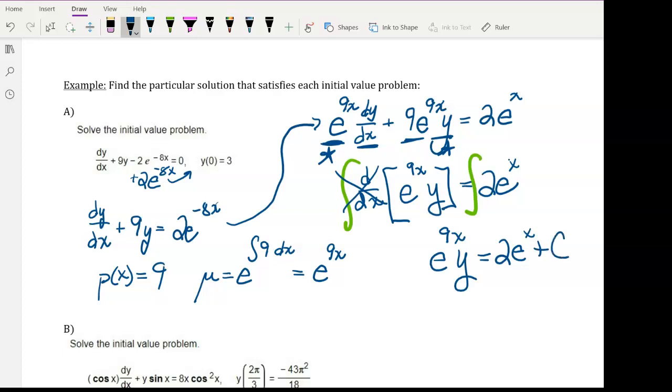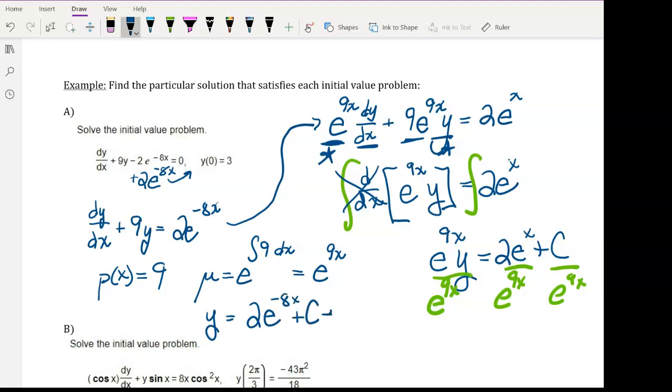The antiderivative for e to the x is just e to the x. And last step is to divide everything by e to the 9x. So our general solution is y equals 2e to the negative 8x plus c e to the negative 9x.